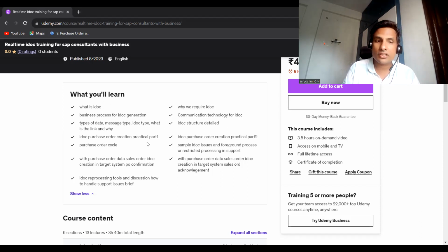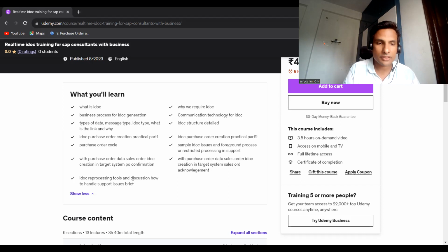So IDoc purchase order creation, practical part 1. That means A to B, purchase order creation. Second, purchase order creation, practical part 2. This is actually supposed to be like your sales order. So you can see the purchase order cycle, and you have one more for order acknowledgement. And with purchase order data, sales order IDoc creation in the target system. This is for sales scenario 2, and sales order acknowledgement also.